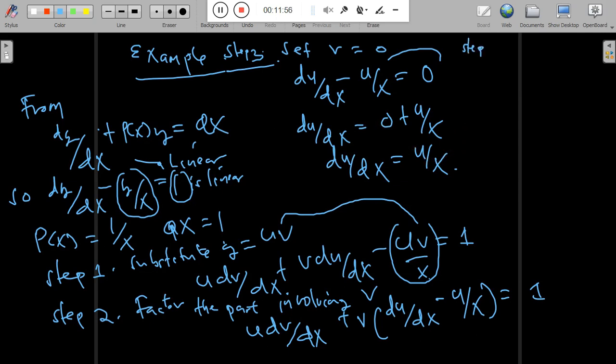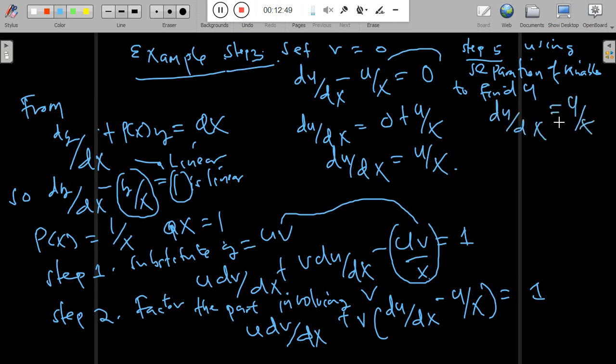Step number 4, let's look at another step. We apply separation of variables so that we can find the function. We use separation of variables to solve for the values of u. So this gives us du over dx is equal to u over x.